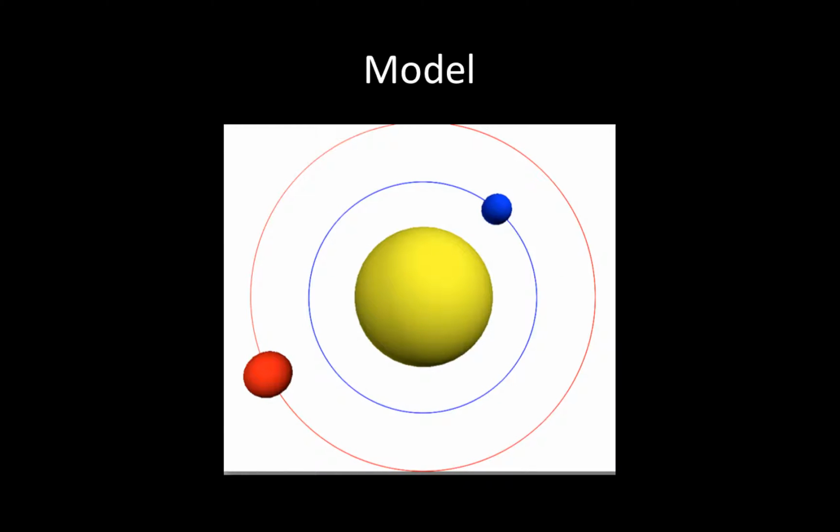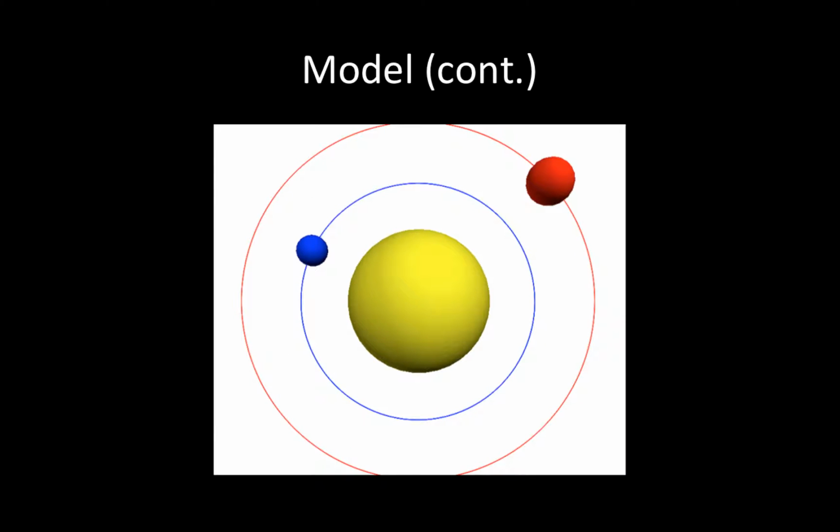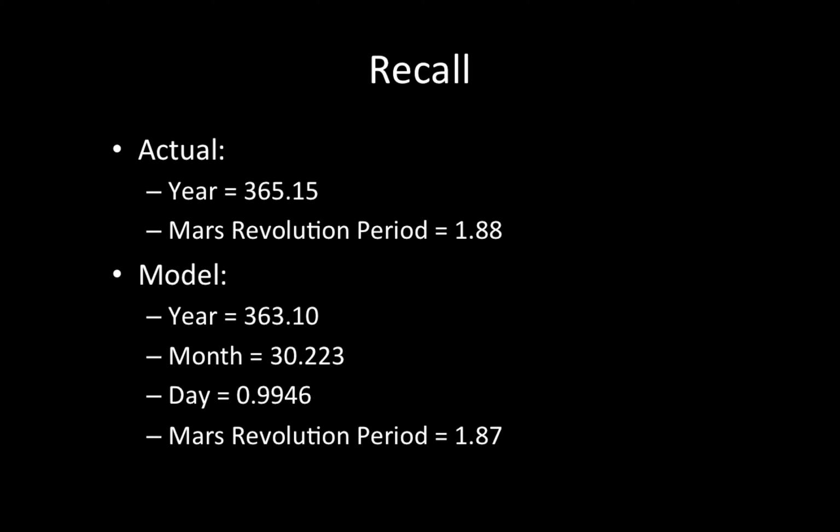Here is the model I created. Earth is the blue sphere, Mars is red, with the Sun being yellow. Notice the orbit of each planet is circular as opposed to elliptical. I will discuss this in more detail a little later.